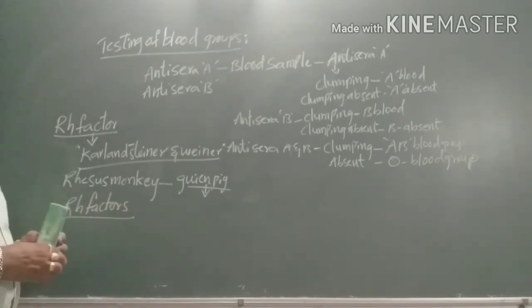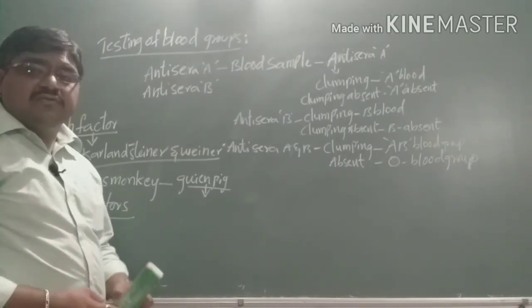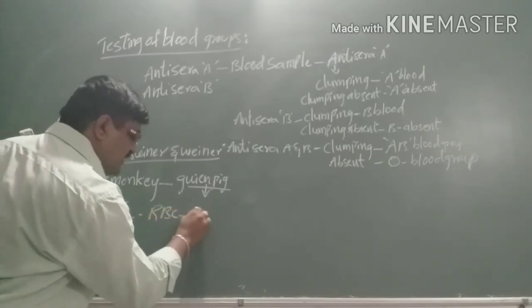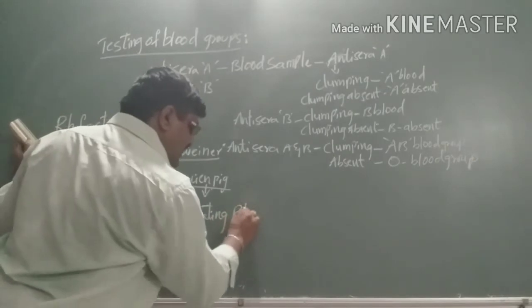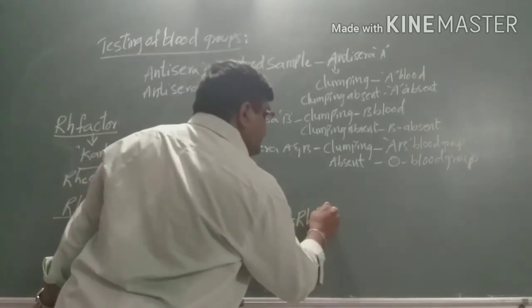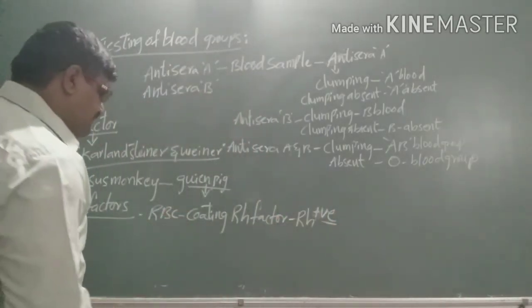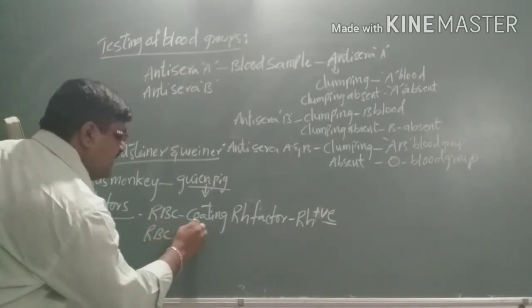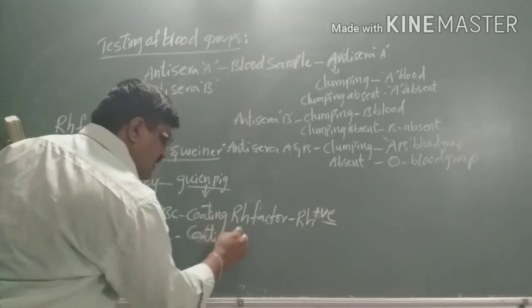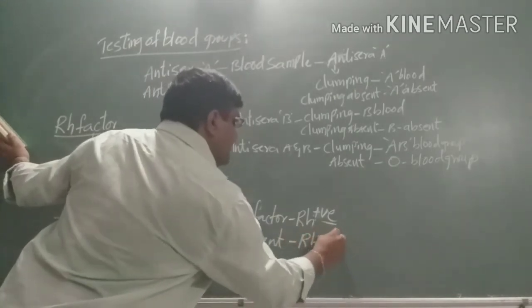In humans, the RBC is coated with a special protein. If the RBC is coated with the RH factor, then such blood groups are called RH positive. If the RH coating is absent on the RBC, then we call them RH negative.